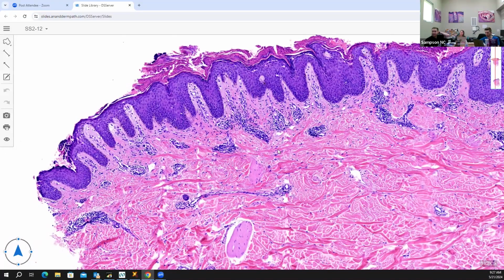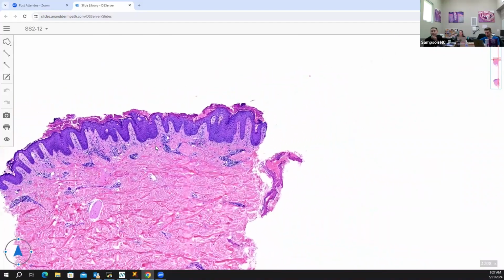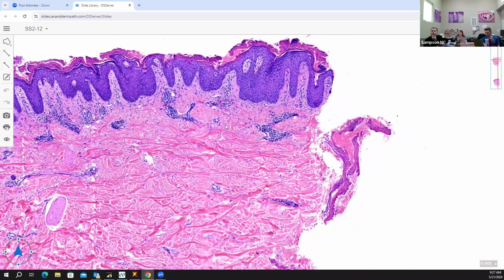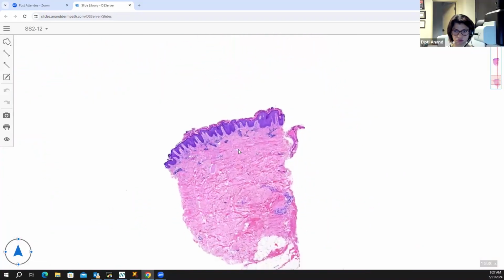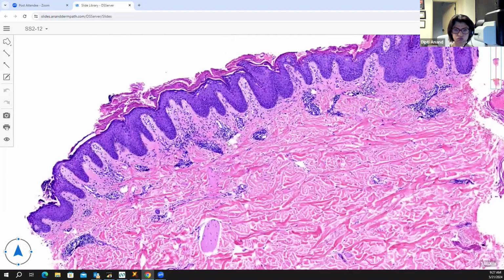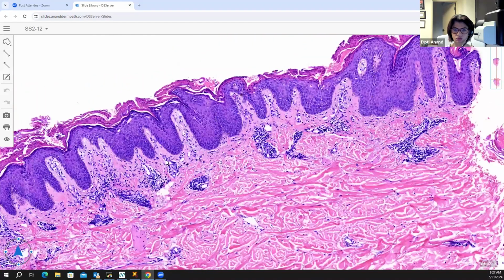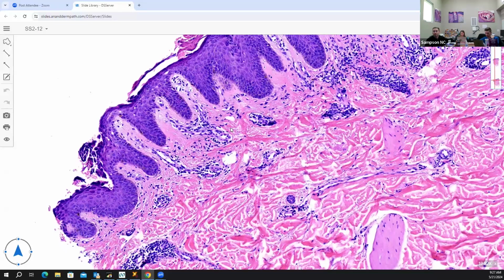Looks like there we have a little bit of psoriasiform hyperplasia, maybe. There's some hair keratosis, crusting there. There is some kind of suprapapillary plate thinning, it looks like to me, and maybe some vessels at the tips of the papillae there.